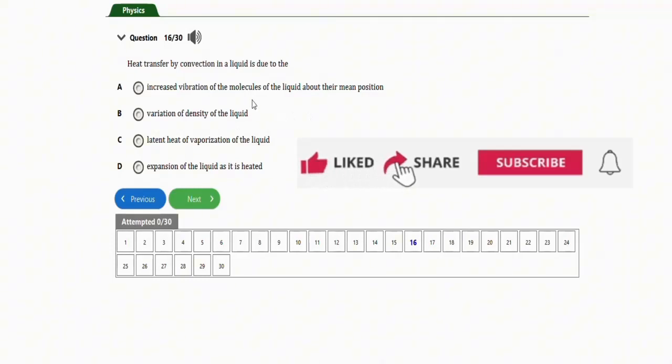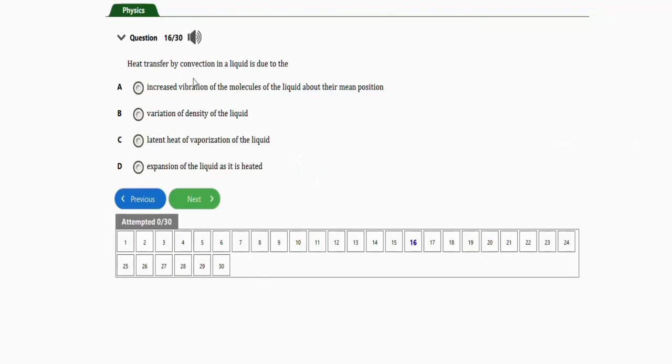So the question here says, heat transfer by convection in a liquid is due to, we have option A, increased vibration of the molecules of the liquid about their mean position, B, variation of density of the liquid, C, latent heat of vaporization of the liquid, D, expansion of the liquid as it is heated. Okay, so guys, the correct option to this question is option B, which is variation of density of the liquid. Alright, so heat transfer by convection in a liquid is due to the variation of density of the liquid.